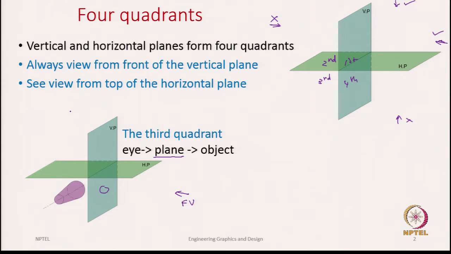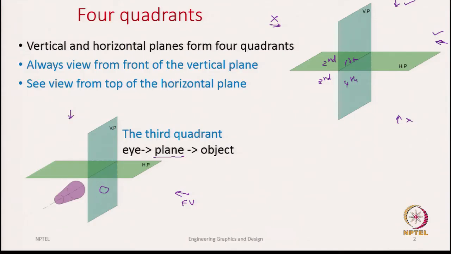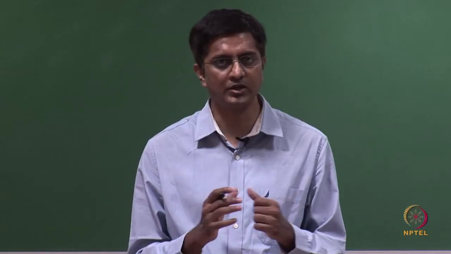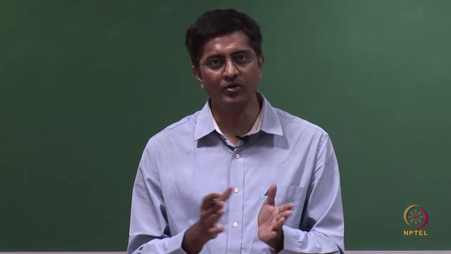Now to capture the top view, the second rule says you should be looking from the top of the horizontal plane. Again, the projection plane falls in between the observer and the object, so you capture the view somewhere here. In both the front view and the top view, we have the projection plane in the middle. Actually, in the last two lectures we followed this principle. Without talking about all these rules, we simply said the projection plane is always in the middle. But now we will see the other possibility.